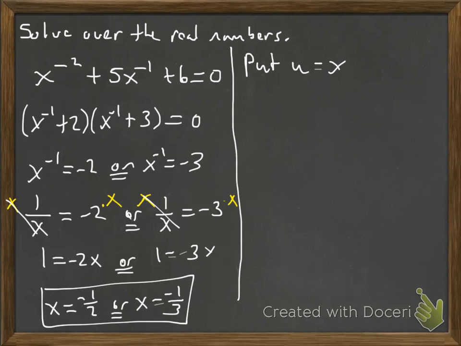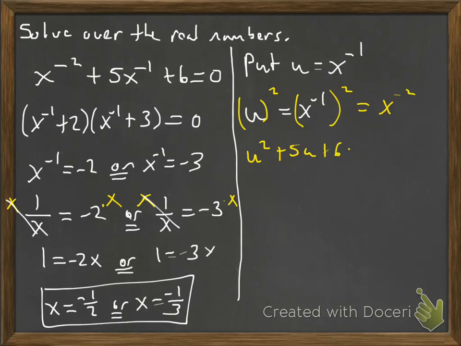So we're going to put u equals x to the minus 1. So then when we take u squared, we're going to square both sides. And when we have an exponent raised to an exponent, we multiply them. So negative 1 times 2 is negative 2. Okay? So now the x to the minus 2 is going to become u squared plus 5. The x to the minus 1 becomes u plus 6 equals 0. This is a nice factoring problem. It factors into u plus 2 and u plus 3 equals 0. Solving both of those, u equals negative 2, or u is equal to negative 3.